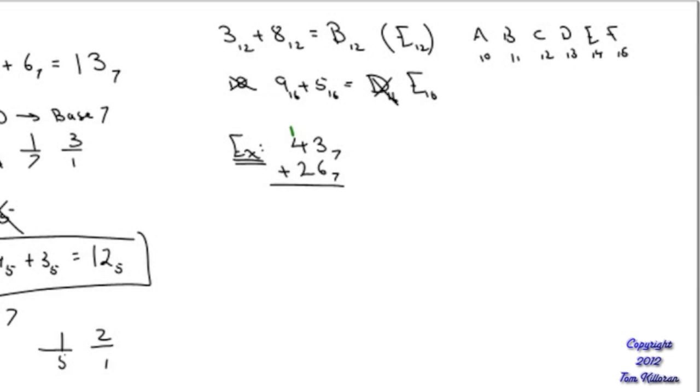7 goes into it once with a remainder of 2, and the remainder just goes down here. What? Well, you don't trust me? I had 69. Oh, okay. All right, hold on.